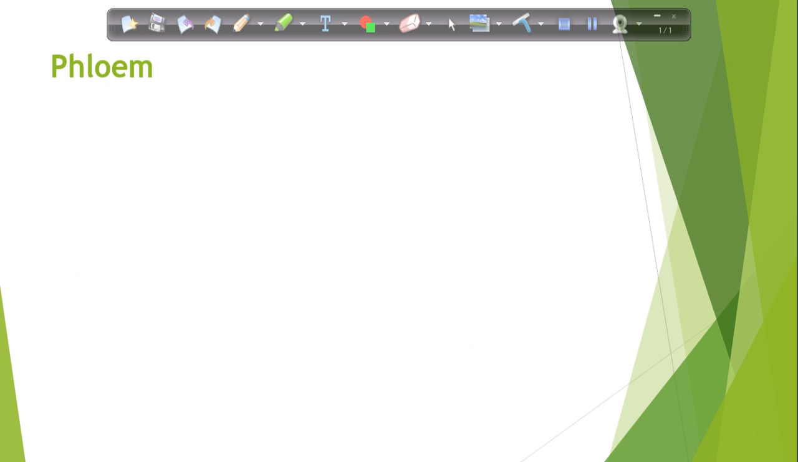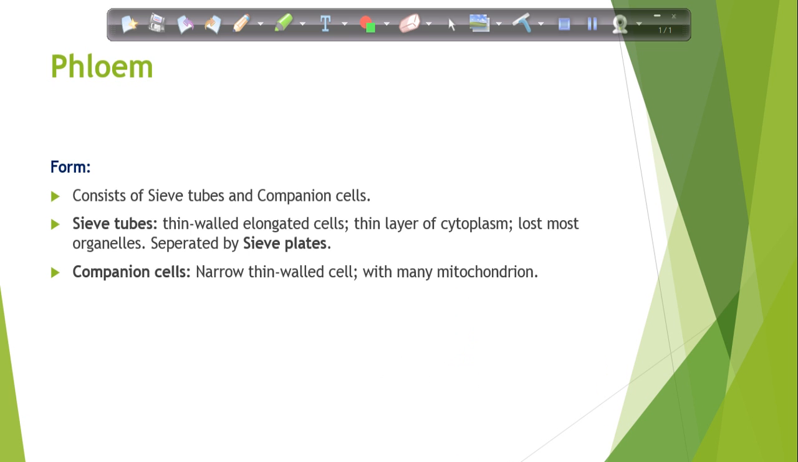Next, the phloem. It consists of sieve tubes and companion cells. Sieve tubes are elongated cells that have lost most of their organelles. Adjacent sieve tubes are separated by sieve plates. Companion cells are usually found beside sieve tubes, possessing many mitochondria.